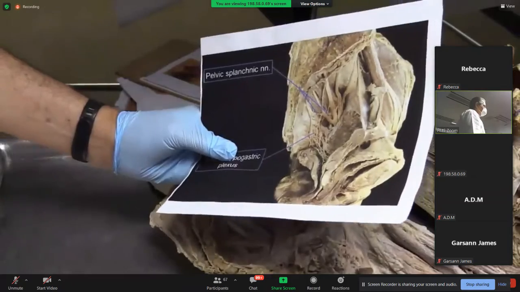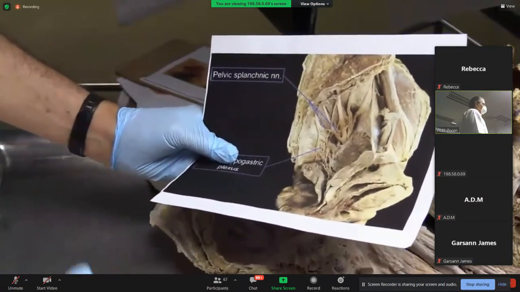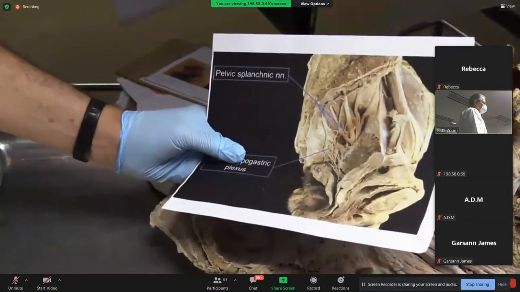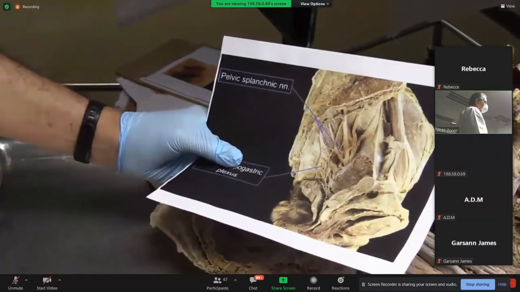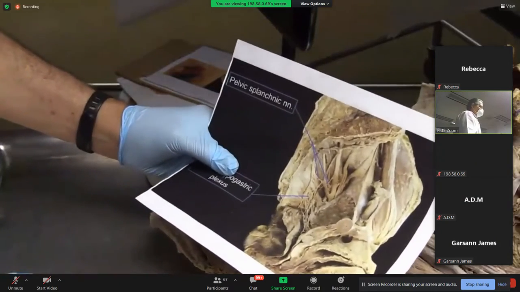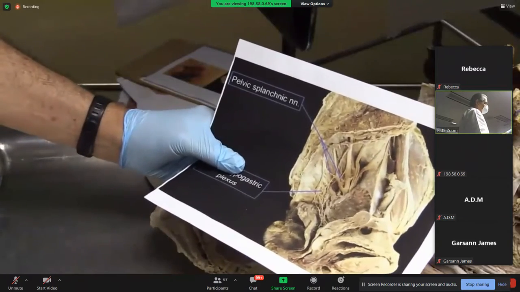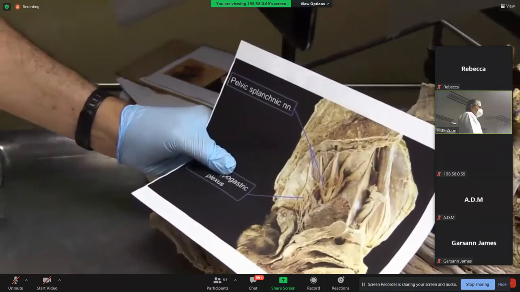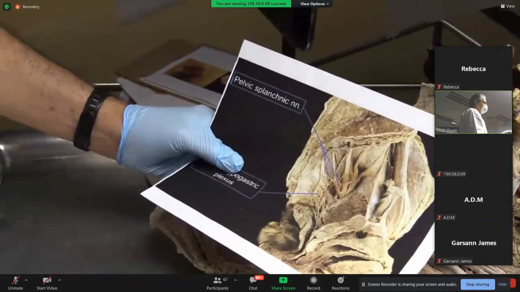Remember that the main autonomic innervation of the bowel, as far as we're concerned, is the parasympathetic. Rest and digest. The parasympathetic is rest and digest. It helps the motility of the bowel and relaxes sphincters. They're all two-neuron systems. So you have a preganglionic sympathetic neuron and a postganglionic sympathetic neuron, and a preganglionic parasympathetic neuron and a postganglionic parasympathetic neuron.